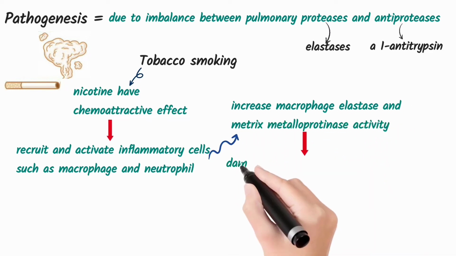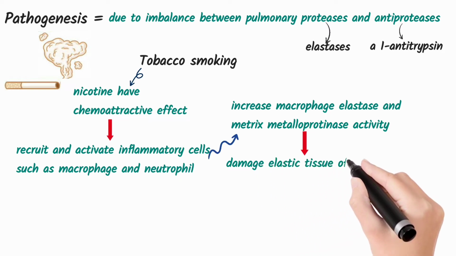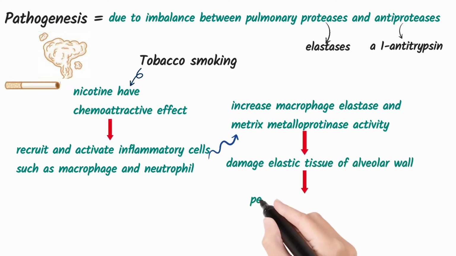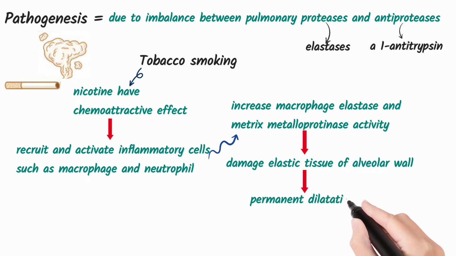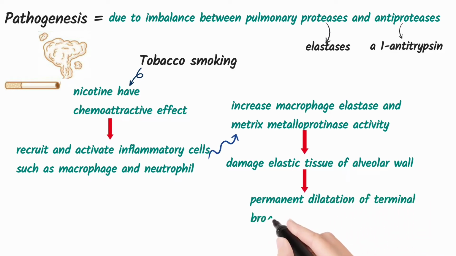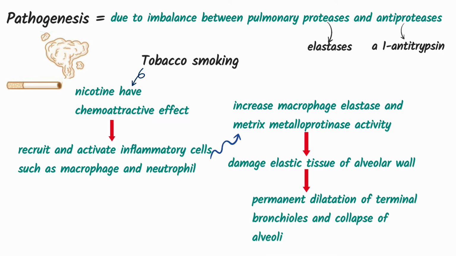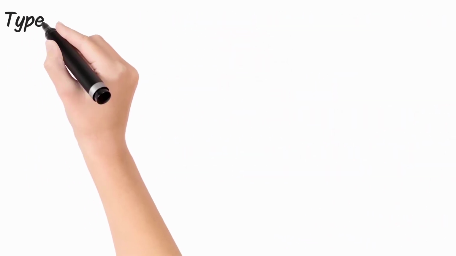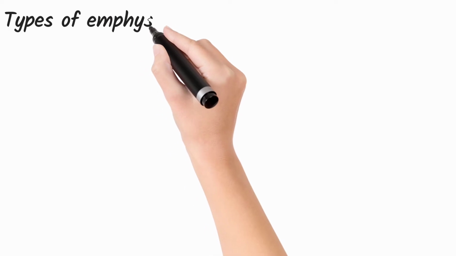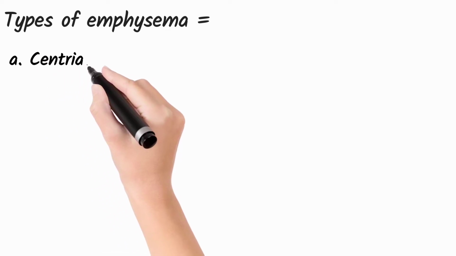These proteases can destroy elastin tissue present in the alveolar wall, and once this elastin is destroyed, there occurs permanent dilatation of the terminal bronchioles and collapse of alveoli. Types of emphysema. Emphysema is divided into different types depending upon the structure of acinus involved.